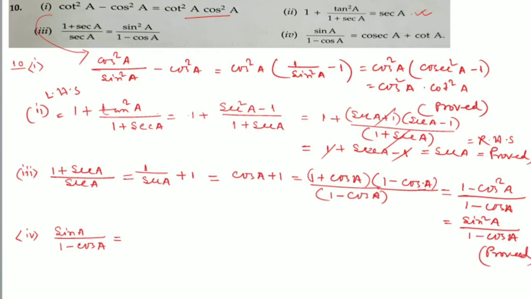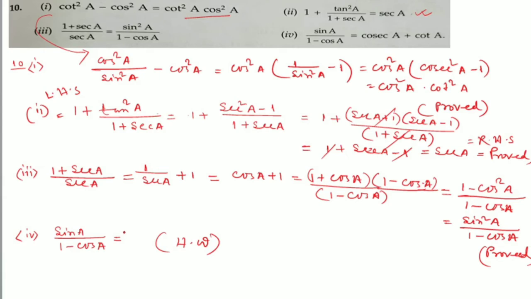Next one is sin A divided by 1 minus cos A. It is just similar to the previous problem. So you will do it at home. Okay, it is your homework. You have to multiply numerator and denominator by 1 plus cos A. Then you get your answer.